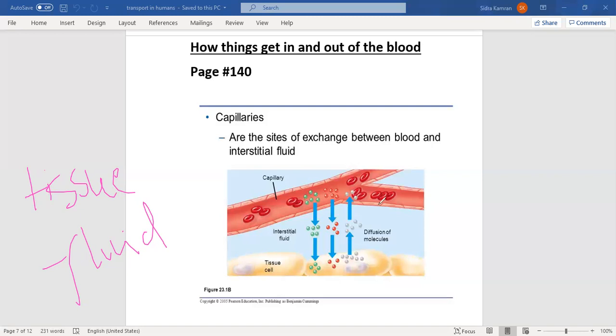So between the capillaries and the cells, there is a fluid that is responsible to take things in and out from the blood or from the cells of the organs of different body parts.